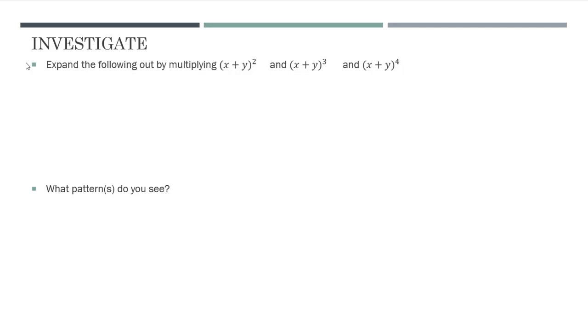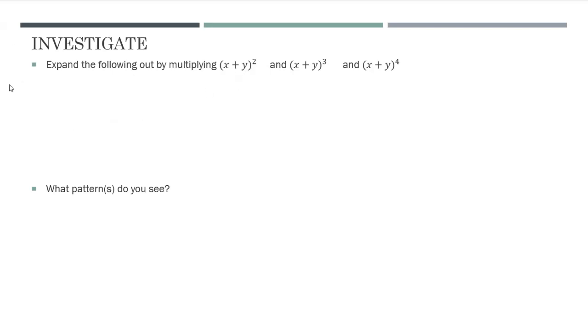Oh, and we're going to start off with an investigation. So expand the following out by multiplying. So we have (x + y) squared, (x + y) cubed, and (x + y) to the power of 4. All right, we can do that.